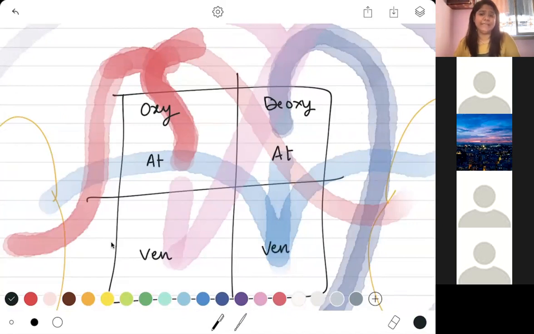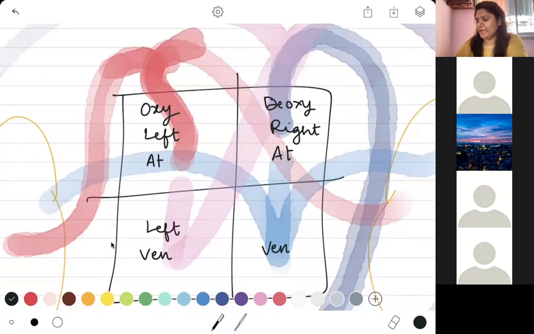But is it left? Is it right? Who will help me with that? Ma'am, for oxygenated, it is left atrium and left ventricle, and for deoxygenated, it is right atrium and right ventricle. Just because I drew them or because you know them? Ma'am, I know it. So this is left and this is right.